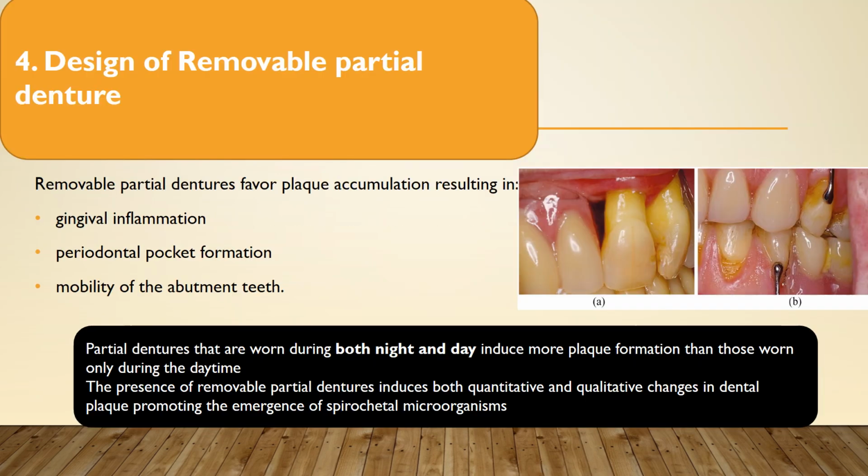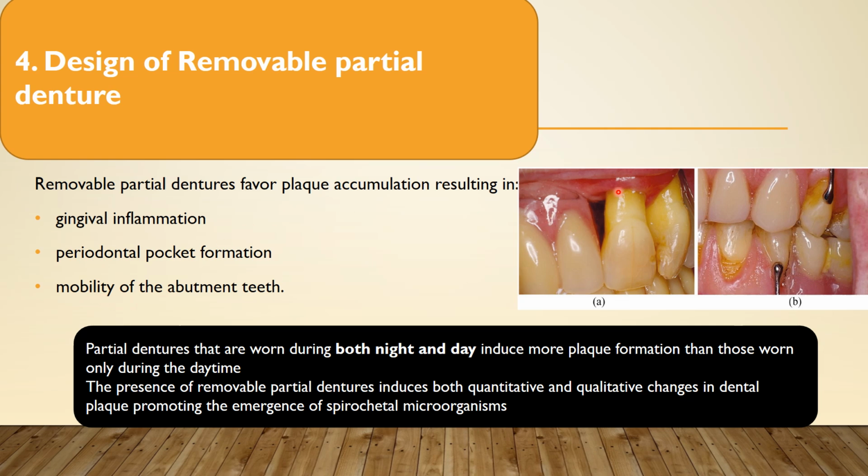Then coming to the design of removable partial dentures. How can this design result in gingivitis or further periodontitis? Removable partial dentures favor plaque accumulation, and a poor design or ill-fitting dentures can also do so. This can lead to gingival inflammation, pocket formation, and also mobility of the abutment teeth.